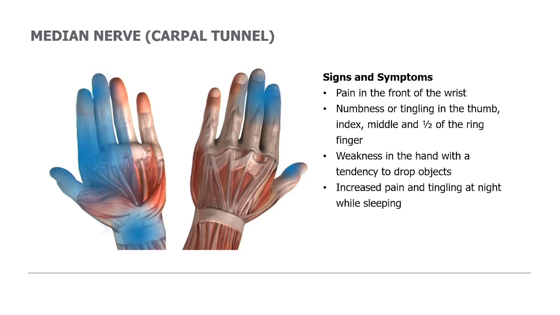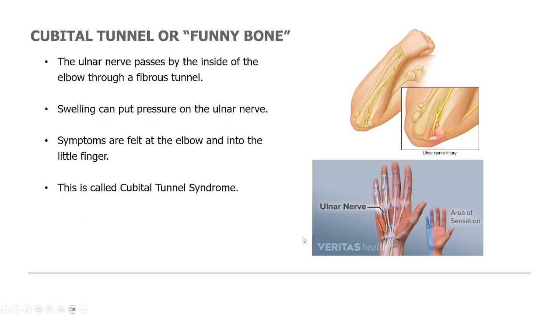You reach down to grasp something, you may drop it. You may not have that gripping strength that you had before. The other thing too is increased pain and tingling at night while sleeping. In other words, the body is what? It's not moving. It's not active. And that's when you start getting that numbness or burning sensation in the hands, particularly at night while sleeping. No motion is what we refer to that as.